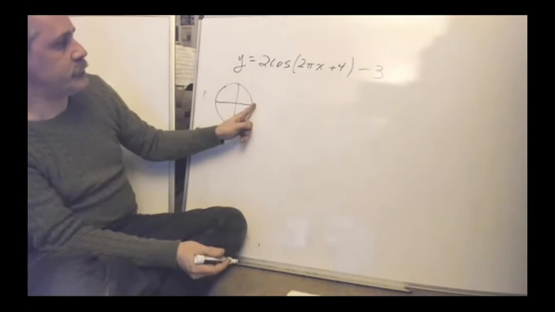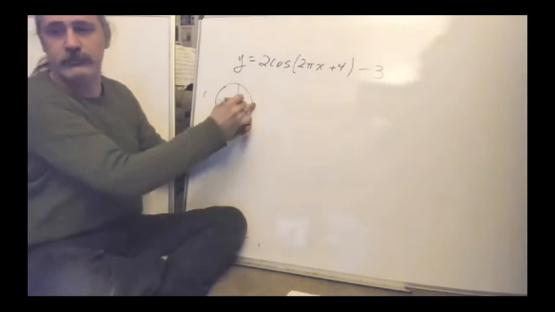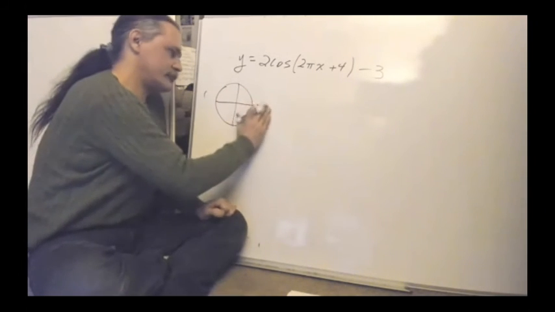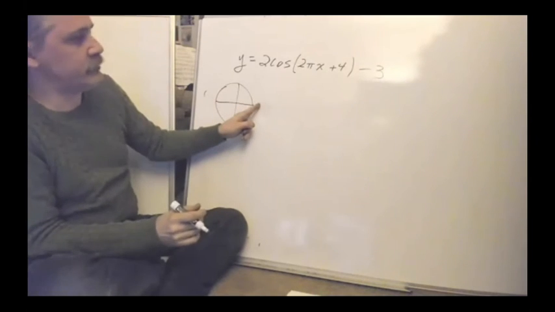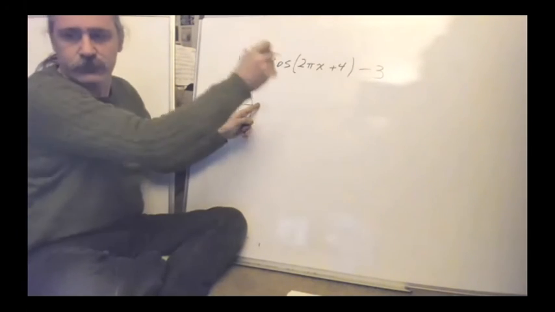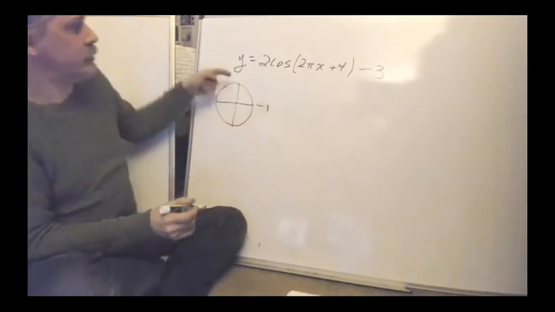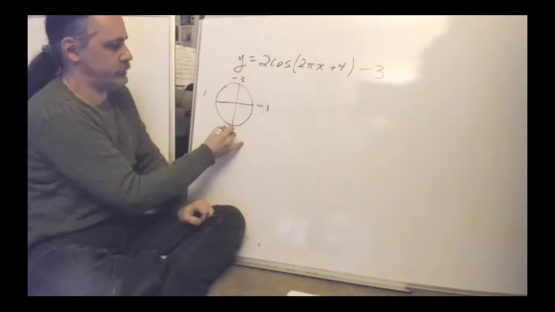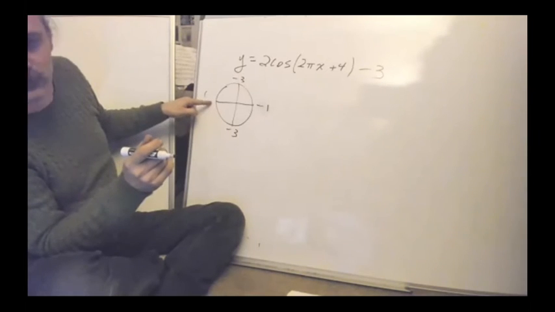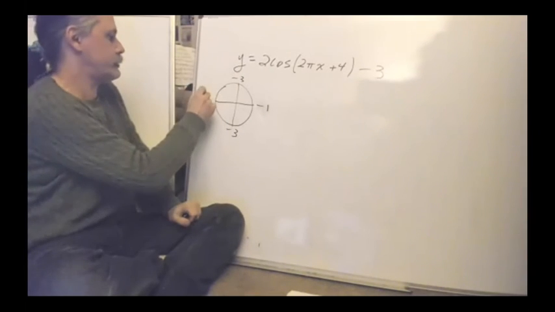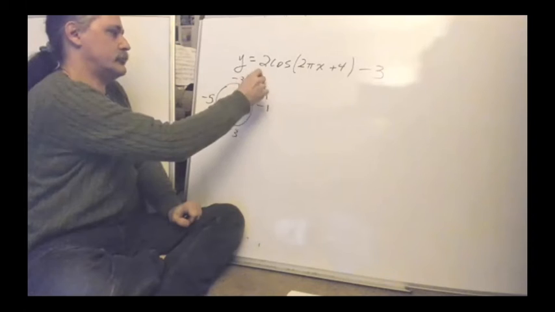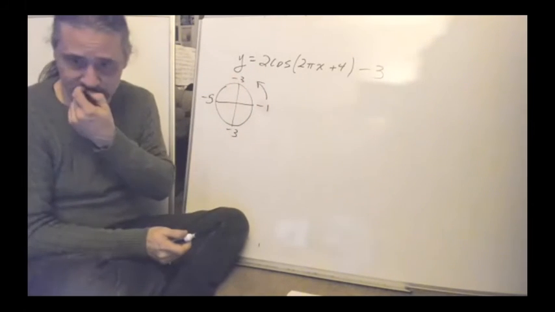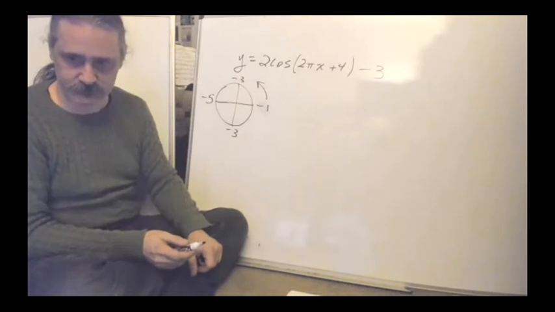Normally this would be 0 for the cosine, 2 times 0 minus 3. Oh, normally that'll be 1 for the cosine, right? So 2 times 1 minus 3. Here, 2 times 0 minus 3. Same thing here. And then over here, it's -1. 2 times -1 minus 3. So we're going this way. And maybe that's another way for you to be successful with this.